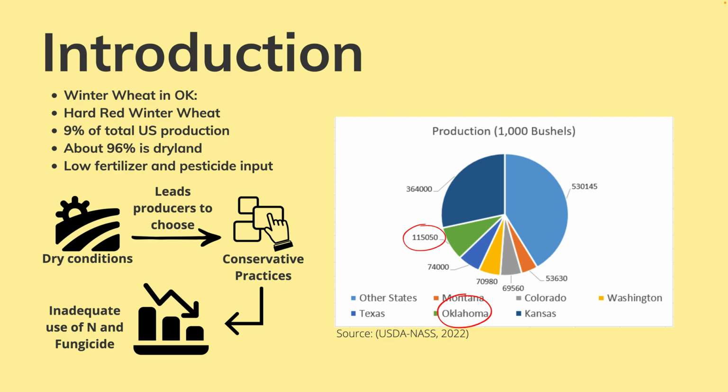and due to the type of climate that we have here, farmers and producers choose to use low rates of fertilizers and pesticides. As I was explaining, the dry conditions in the state lead producers to choose conservative practices, and this might lead to inadequate use of nitrogen and fungicide.